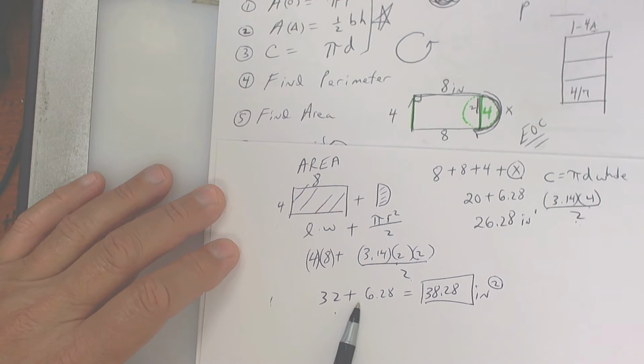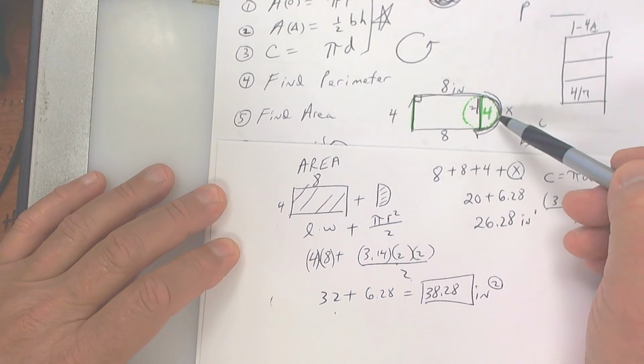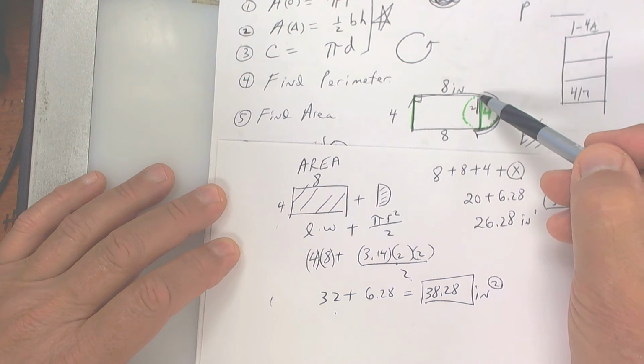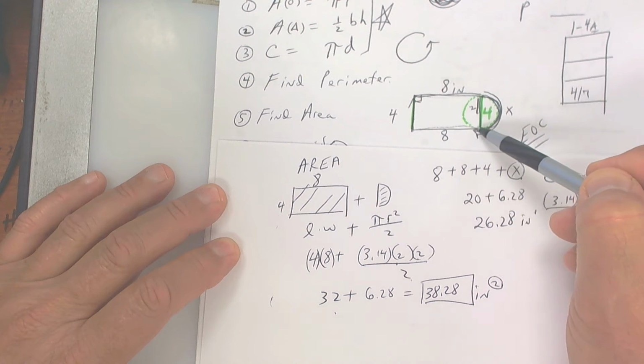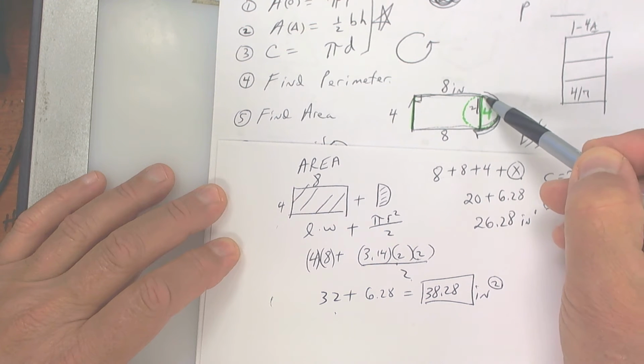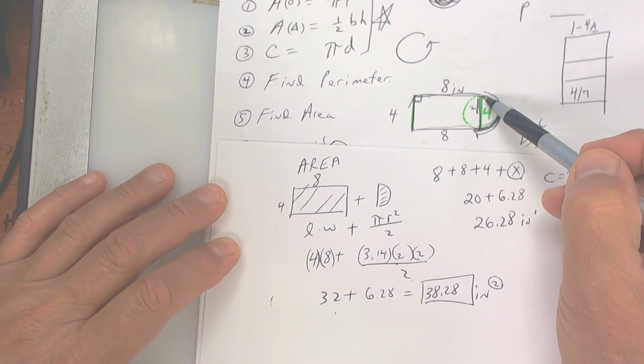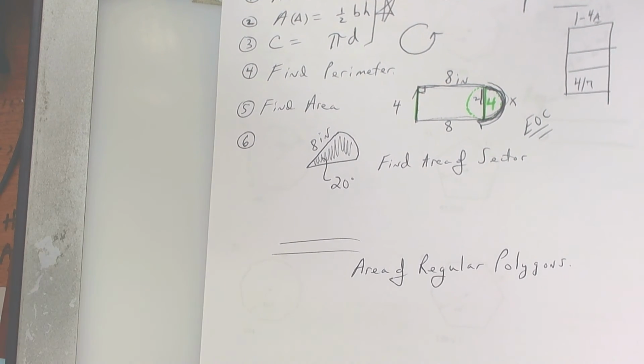If they want area, you have to do a rectangle plus half a circle. If they want perimeter, you have to do all the way around the edges plus this outside piece, which is half of the circumference, okay? All right, not too hard, but there it is.